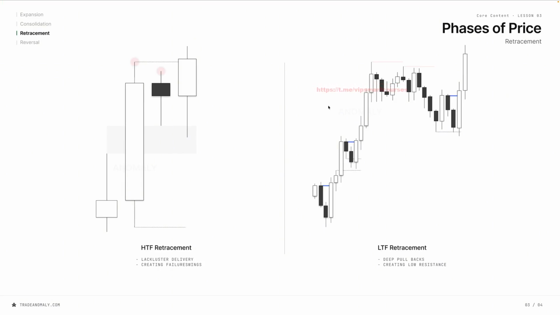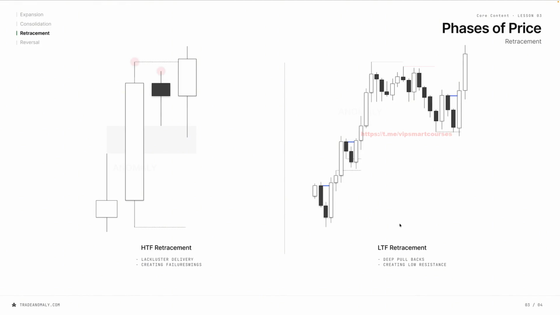So when can we expect a retracement? That is going to be after expansion, ideally expansion into a key level. That's when we can definitely expect a retracement. So firstly, let's talk about the higher time frame point of view for retracement. That is going to be when price leaves failure swings at the point of retracement. Typically, it's going to retrace into a key level, mostly a gap, and then continue.